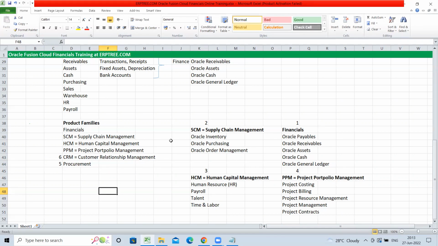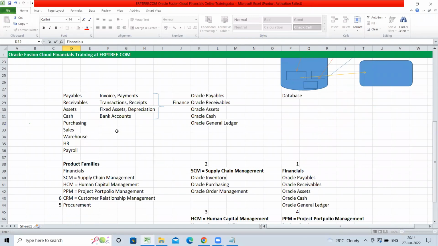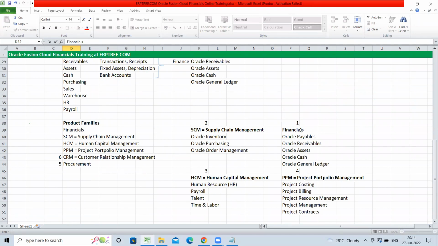So that is the meaning of financials. Here, talking about financials, this is one of the product families. When we talk about Oracle applications, out of all the applications available with Oracle, they are classifying those applications into different product families. Just for our understanding, you can take these few examples. This finance product family, we have these applications. In SCM, these applications; HCM, these; PPM, these. That's how you can see it for CRM, procurement, and other product families also.